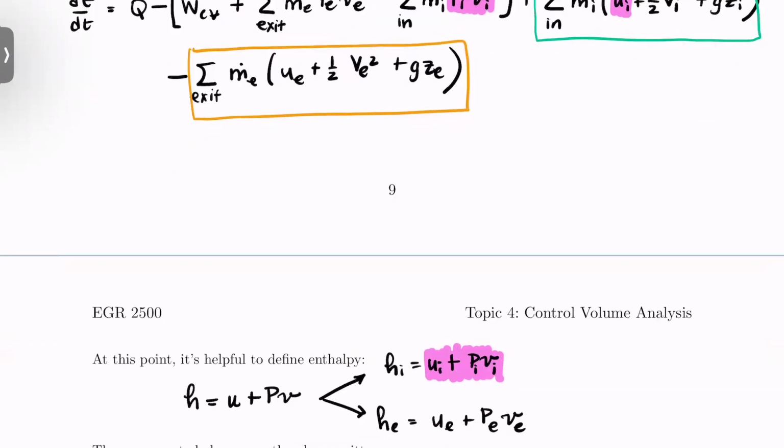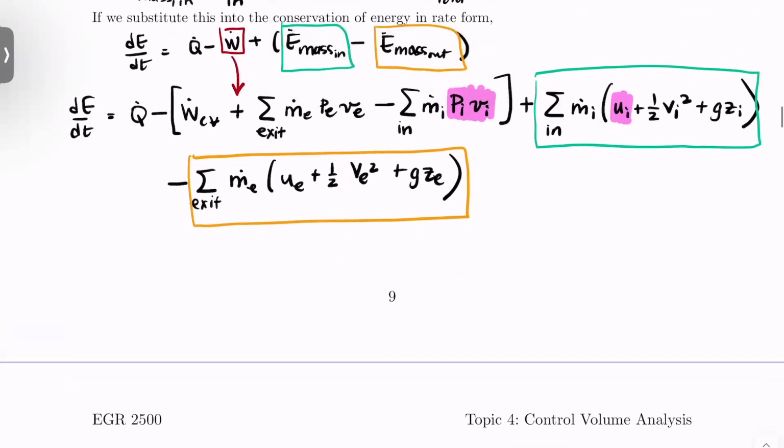And then similarly, for the exit, we have our internal energy at the exit, and then we also have PEVE here. Both of these terms have a minus sign on them. All right, so we're going to get negative enthalpy.